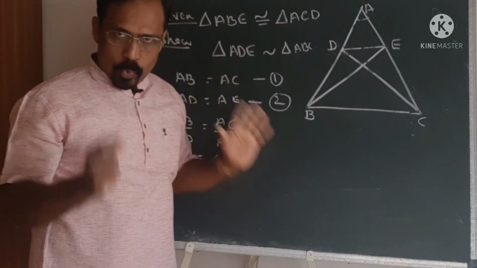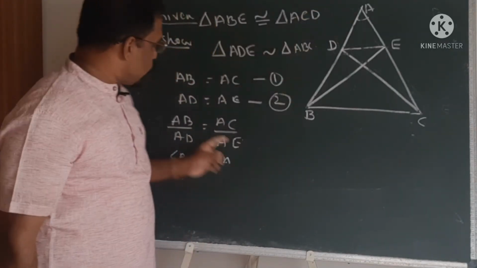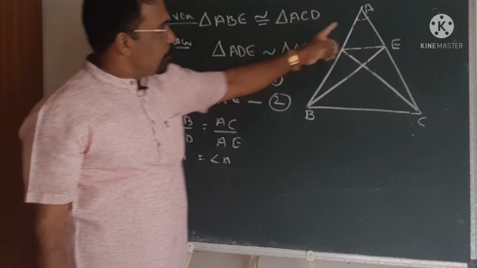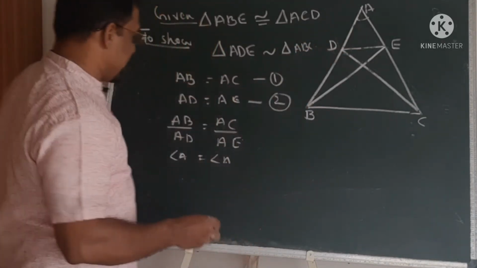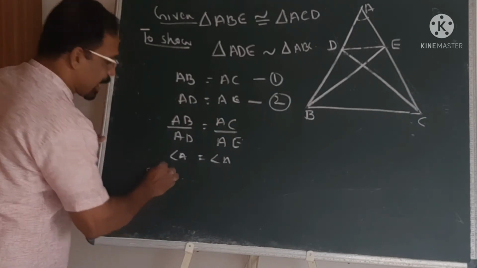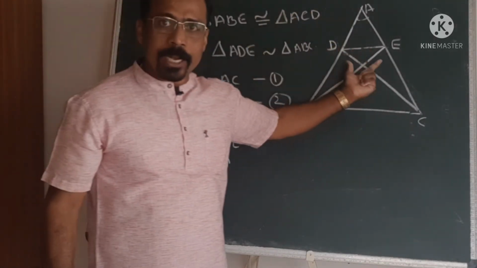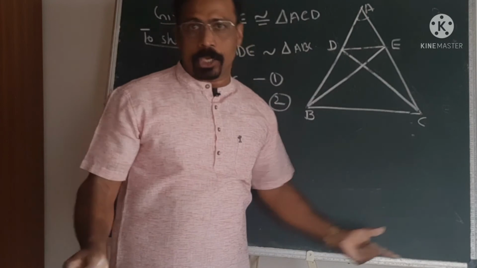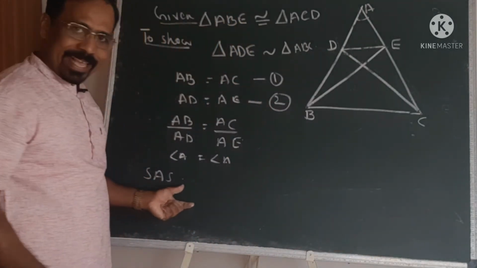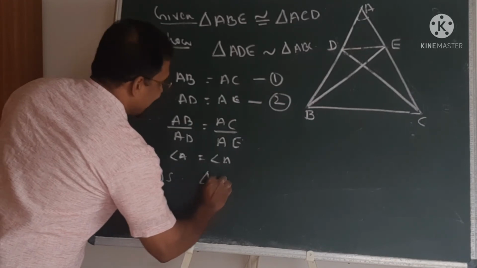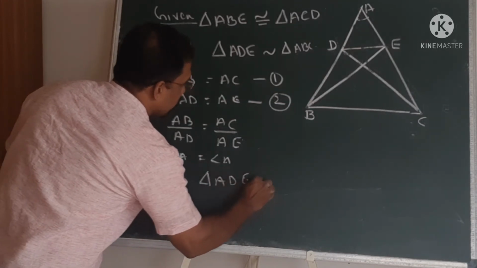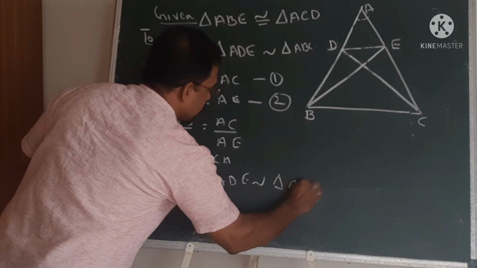Now we have proved that the sides are proportional from here and we have a common angle. So, according to SAS criteria, side angle side, sides are proportional and the included angle is equal. Therefore, according to SAS criteria, we can prove that triangle ADE is similar to triangle ABC.